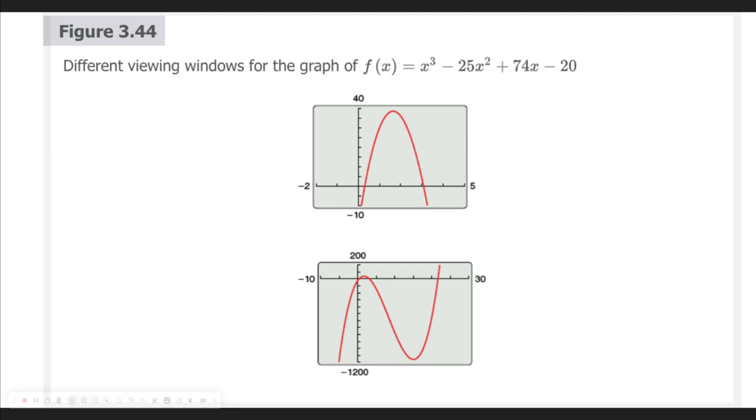So look at the difference. Oh my gosh. Oh my gosh. So look at the difference.